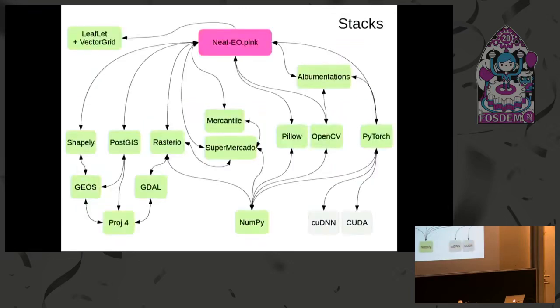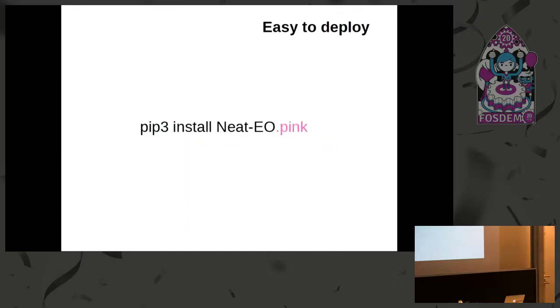About the stack, we reuse some well-known software from the GIS field. Some came from Python imagery, and some came from the deep learning world. So it's a bridge between these worlds. It's fully open source except the NVIDIA parts, because it's not open source by NVIDIA itself. It's easy to deploy, because we packaged a lot of the software. So it's just a single line to install the whole stuff.